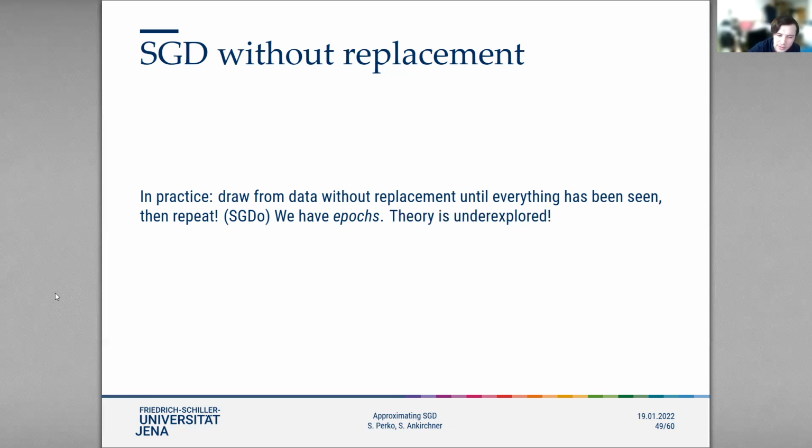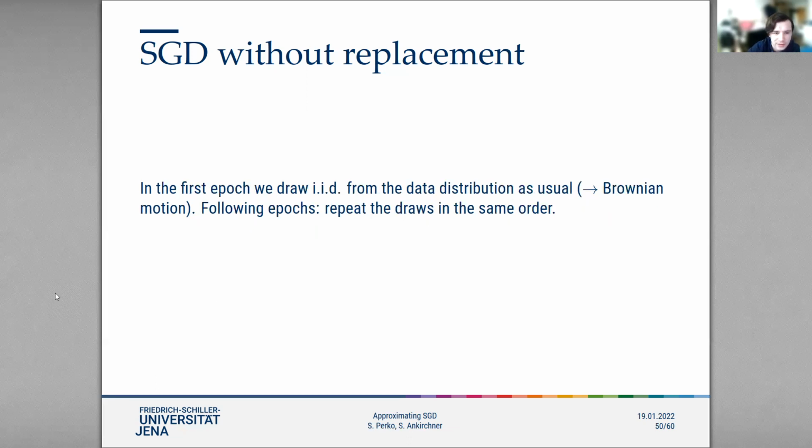The theory of this algorithm is rather underexplored, which is probably because we lose the independent and identically distributed property. A natural question is, are there diffusion approximations for this algorithm? To derive something like this, first we consider the first epoch of this algorithm, where we draw IID from the data distribution as usual. So Brownian motion would suffice as a driver for this equation.